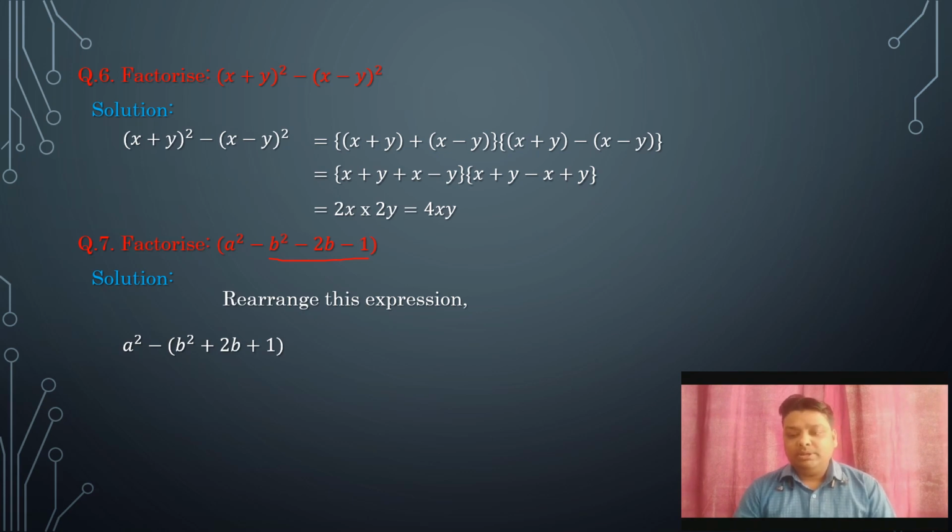Now it is b square plus 2b plus 1. Can we apply any formula on this? Let's see. Here you can see, if the first term and the last term are the square of any number, then in this case we can apply the formula a plus b to the whole square or a minus b to the whole square. But here you can see all plus values. It means we can apply a plus b to the whole square. It means b square can be b to the whole square.